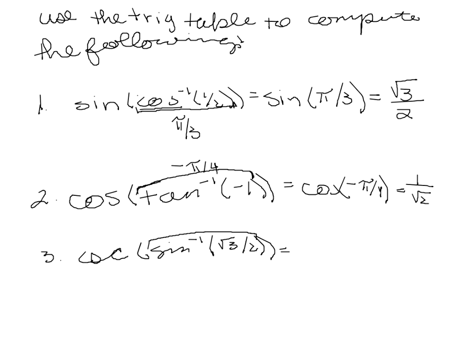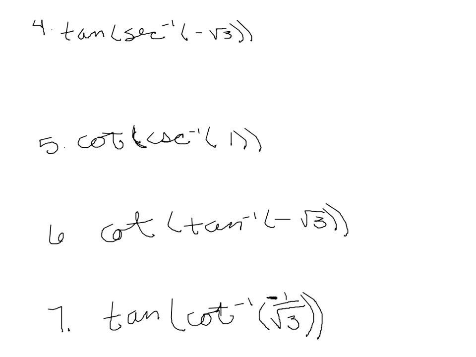Again, from the inside out, sine inverse of square root of 3 over 2 is pi over 3. So cosecant of pi over 3 is 2 over the square root of 3. I did that using the trig table, so I only looked at one thing at a time and answered each part. So continuing on.